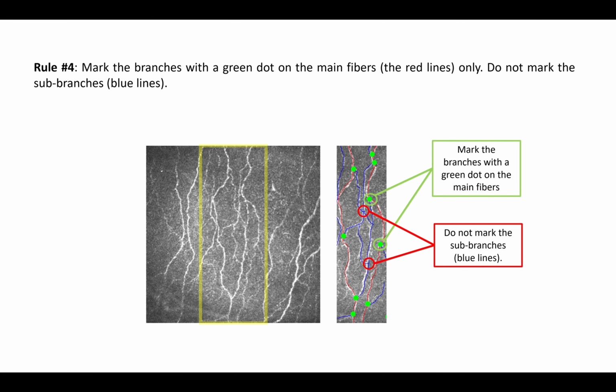Rule 4. Mark the branches with a green dot on the main fibers, the red lines only. Do not mark the sub-branches, the blue lines.